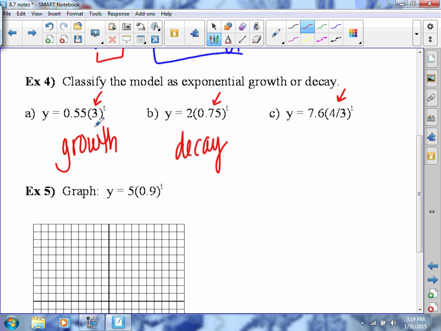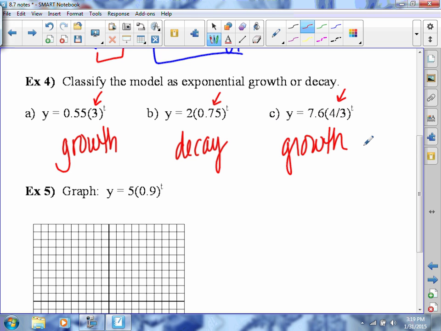Now, just based on that observation, you should be able to notice that when this number, the base, is a number bigger than 1, it's going to be a growth function. And this number here, this is a decimal, 0.75, it's less than 1, so it's going to be a decay function. So then 4/3 is like 1 1/3, so that's more than 1, so that would be growth.